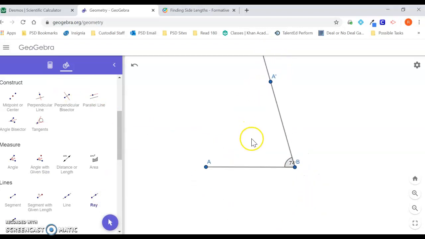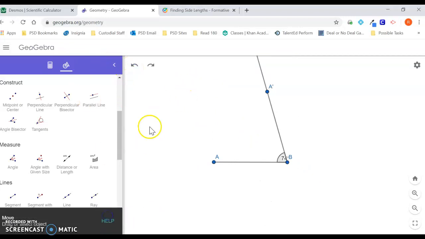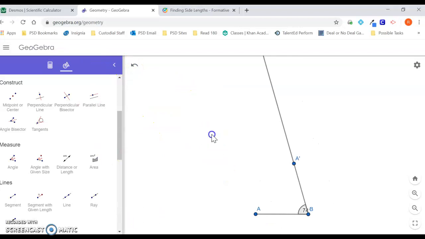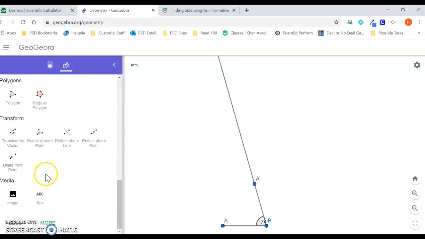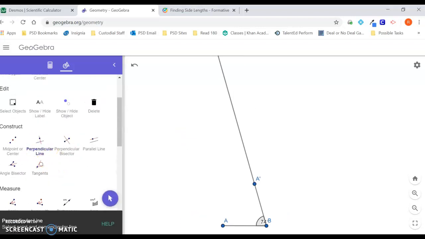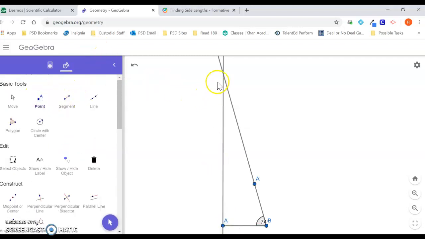So there's 74 degrees. Now the only other thing that I need is a right angle. If I don't have a right angle, it's pointless. So I'm going to come in here and draw a perpendicular line through point A. And that gives me a point up there. And it now is a right triangle with 74 degrees.